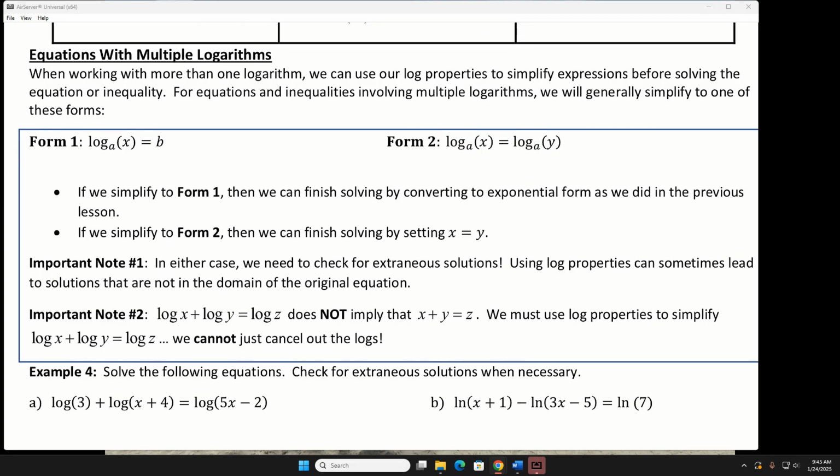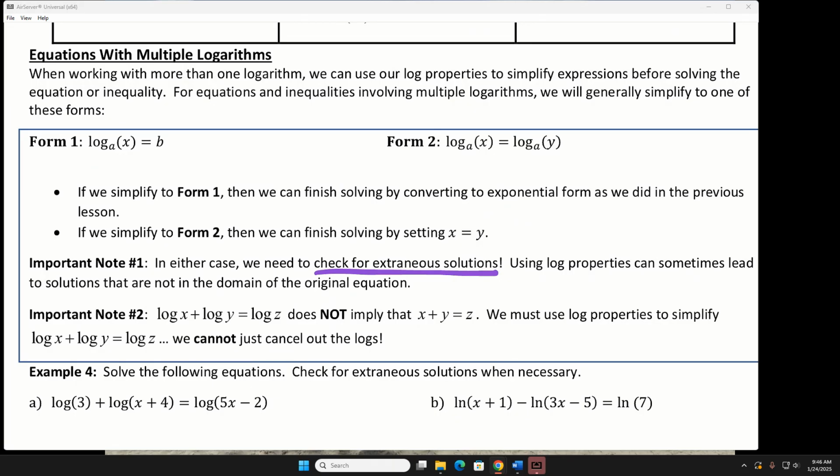So you're going to have to remember a lot of things about factoring to be able to solve. And then you also need to remember those properties. Okay, and I want you to underline this. So on an important note number 1, in both of these cases, we need to check for extraneous solutions. Do you guys remember what extraneous solutions are? Not true. They're not true.